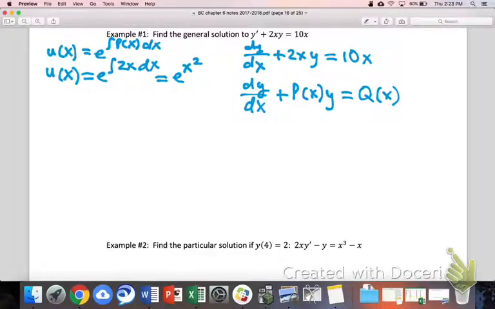So once we found that integrating factor, what we're going to do is multiply everything in our differential equation by that. Question? Am I overthinking it, or is it supposed to be e to the x squared plus c? Yeah, you want to put a plus c in there, don't you? Yeah, I know you want to put a plus c in there.